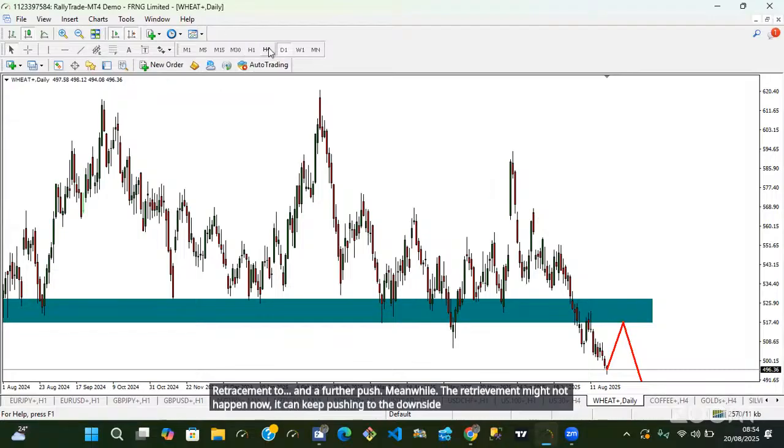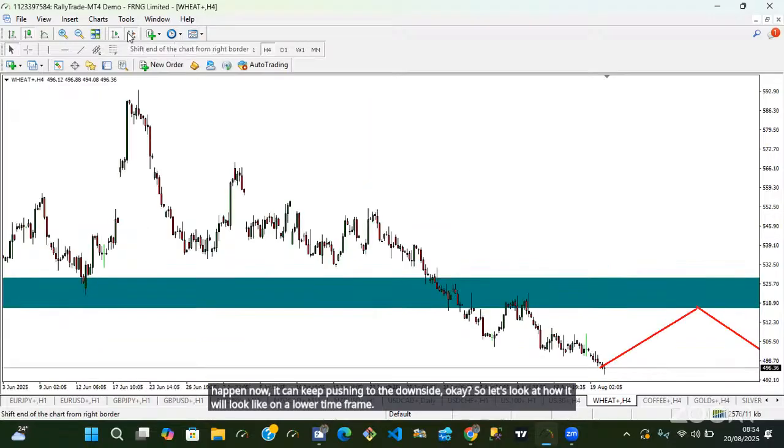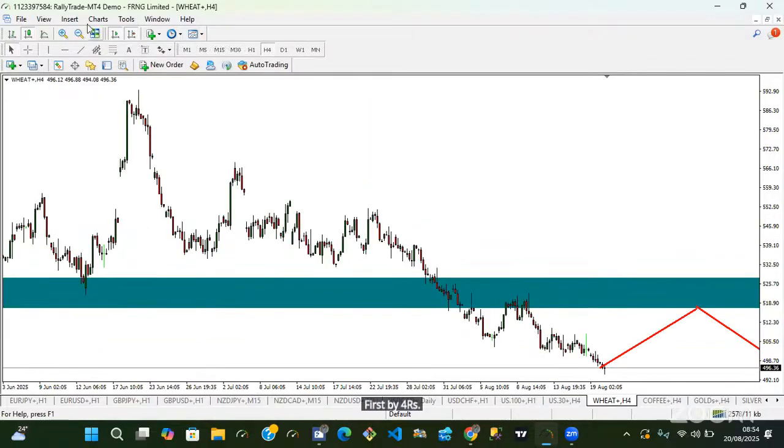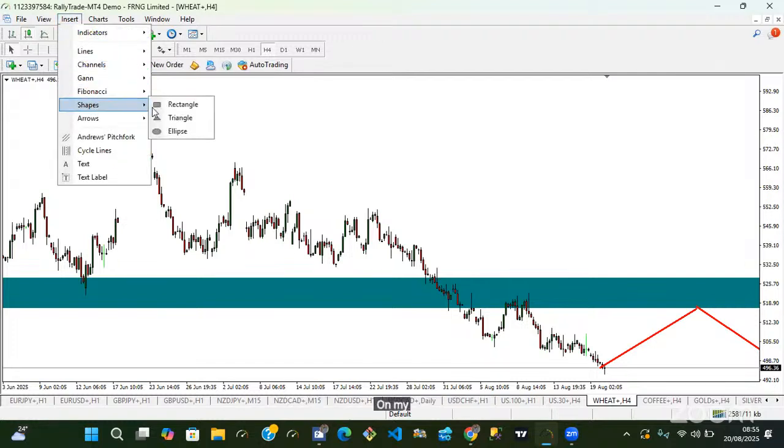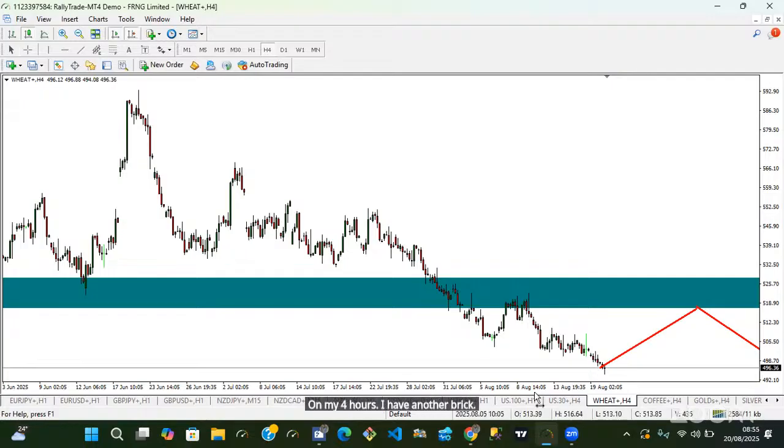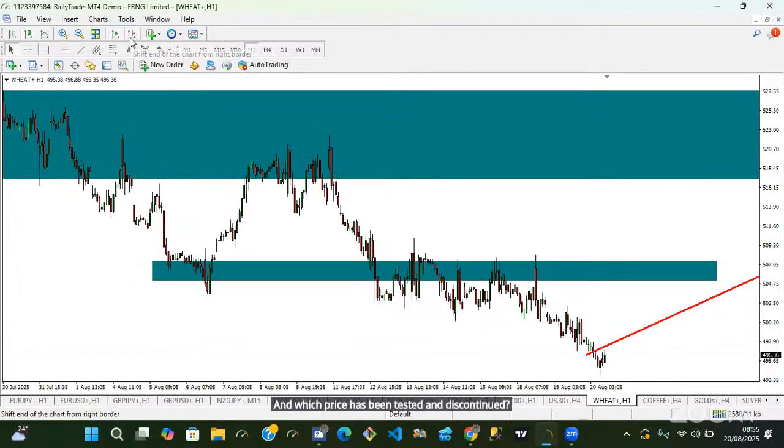Okay, so let's look at how it will look on our lower time frame. First, my 4 hours. Good. I have another break on my 4 hours, which is here, and which price has retested and is currently pushing lower. Okay, this is what I'm talking about. This other break here.